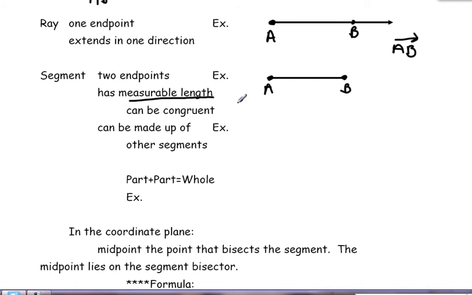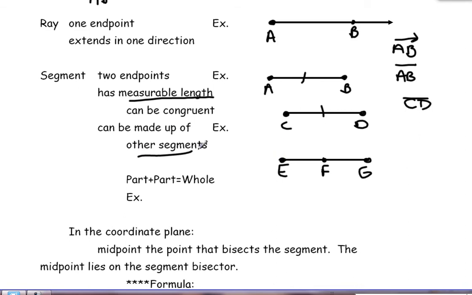It has measurable length. So if I had another segment exactly the same as this one, let's say the same exact length, we'll call it CD, I would mark that they were the same exact length by calling them congruent, and I would mark them with hash marks. So as soon as you see this hash mark here, it shows you that AB is congruent to CD. And if I were to name this line segment, I would say CD with a segment bar on top of it, or AB for this one with a segment bar on top of it.